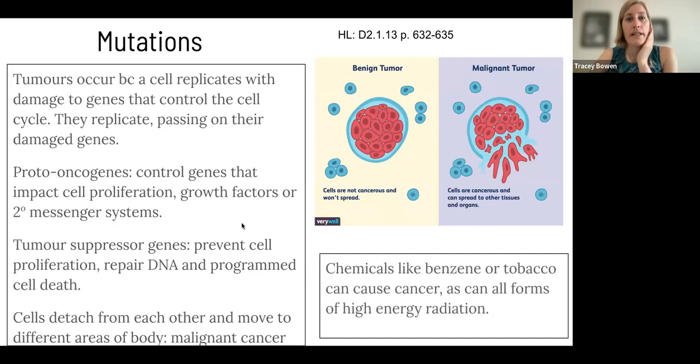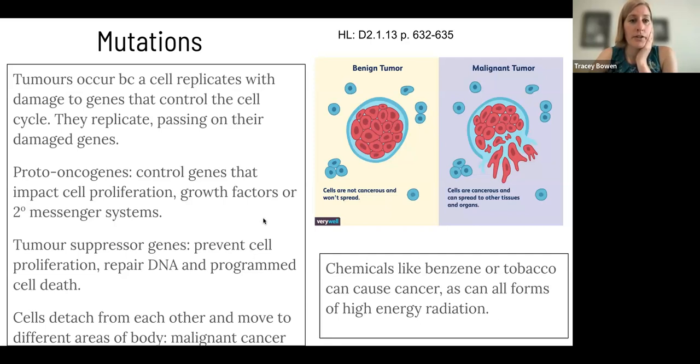And chemicals like benzene, tobacco, or others like Agent Orange that was used in the Vietnam War are all chemicals that can cause damage to DNA, and all forms of high energy radiation, like from a nuclear reactor or also from the sun. So the sun can cause skin cancer, and that's exactly what's going on here.